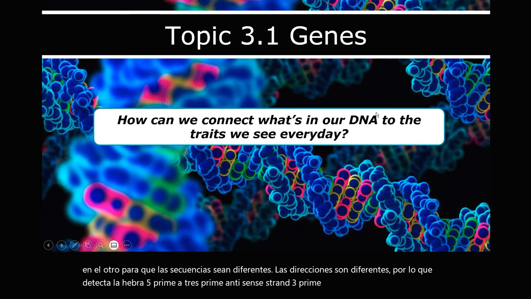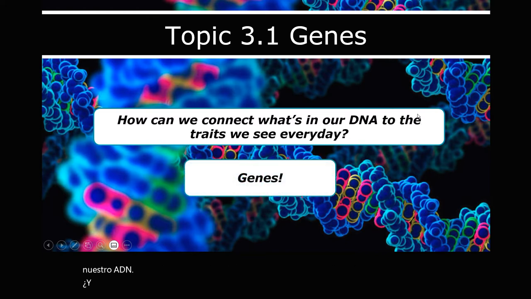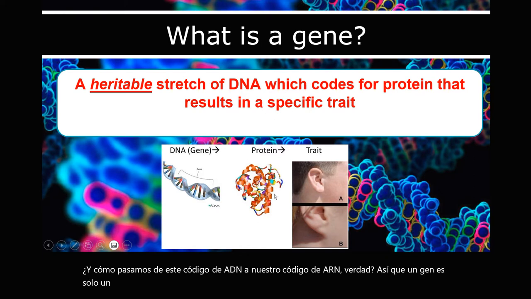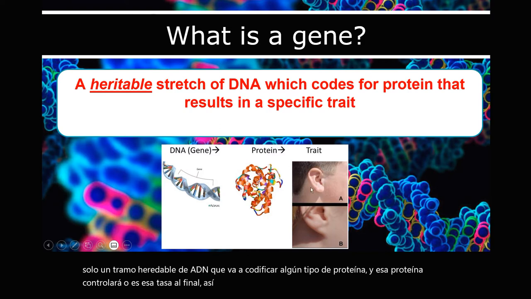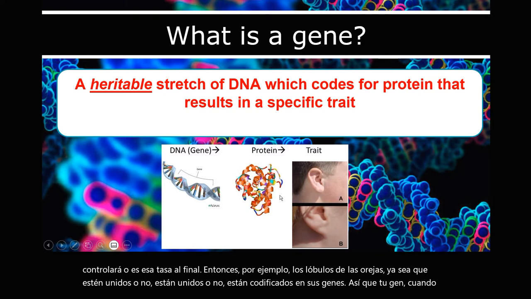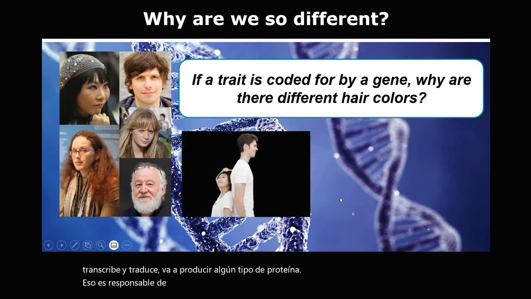So we are going to be talking about genes, right? And so we know that genes are encoded in our DNA. And how do we get from this DNA code to our RNA code? So a gene is just a heritable stretch of DNA which is going to code for some kind of protein, and that protein will either control or is the trait in the end. So for example, earlobes, whether or not they are attached or not attached, is encoded in your genes. So your gene, when it is transcribed and translated, is going to make some kind of protein that is responsible for a trait, right? So we'll go ahead and skip this part.